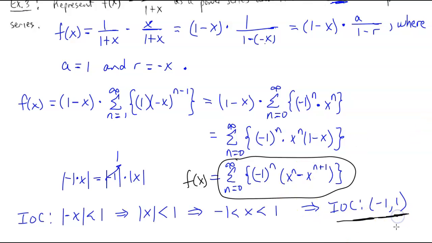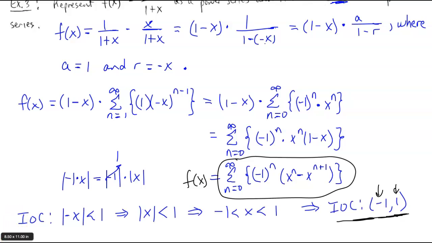And again, I want to stress that we don't have to check for convergence at the end values of this interval of convergence here, because we forced our function to be a geometric series, and we already know that the geometric series will diverge at those end values. Okay. All right, so let's look at another example that we can work out from scratch.